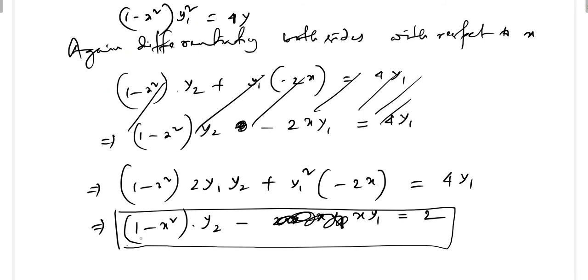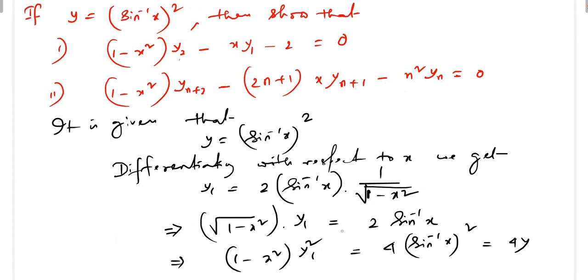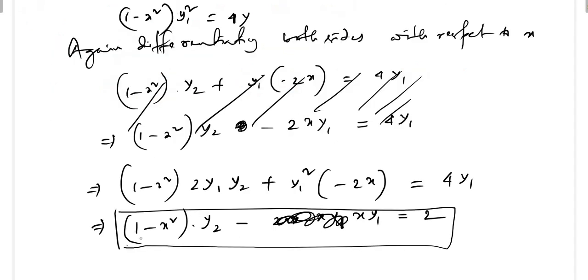So to prove the second, we need the complete expression of 1. So let me rewrite the complete expression of 1. So what we have: 1 minus x square into y2 minus x y1 minus 2 equal to 0. So look at the second problem.